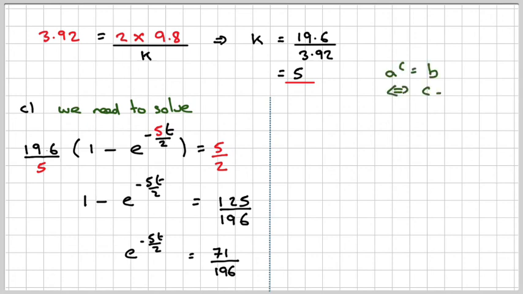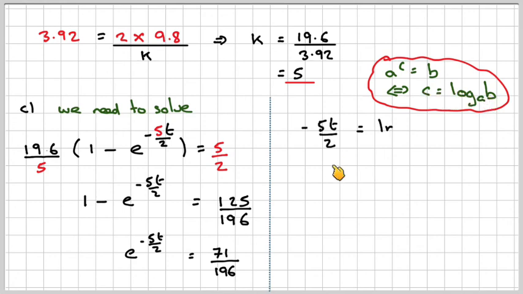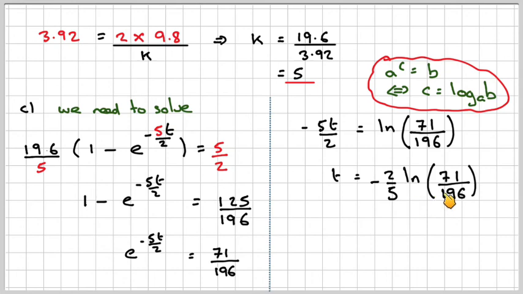Using the rule of logarithms, a to the c is b means c is log a of b. Therefore, minus 5t over 2 is equal to ln(71/196). Don't get worried because this is actually negative, so the time will come out positive. Therefore t is minus 2/5 of ln(71/196). On our calculator, that gives 0.4061.